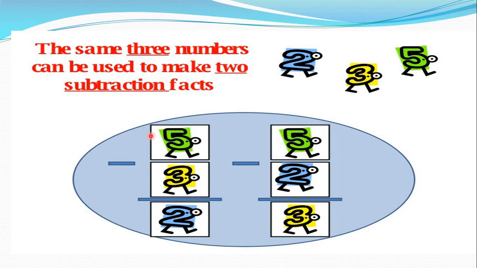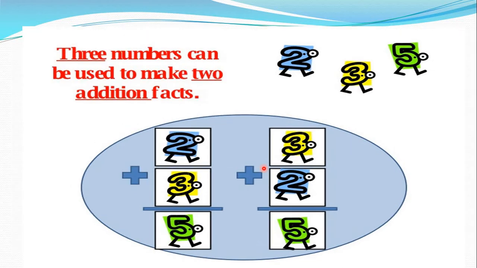Okay, students, see here 5 and here this 5, both are the same numbers. Both are the same numbers, but here a different digit, so the answer is what? Different. But both are the same number. Okay, now let's move on. Your subtraction facts are done, and now addition facts.